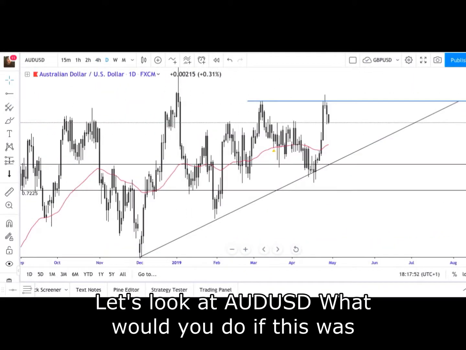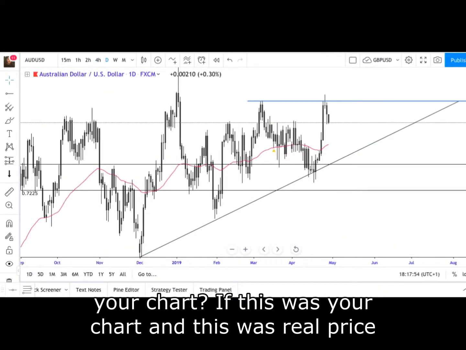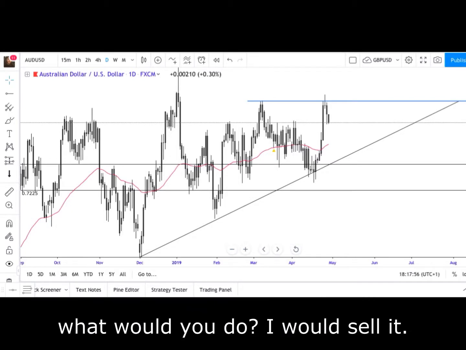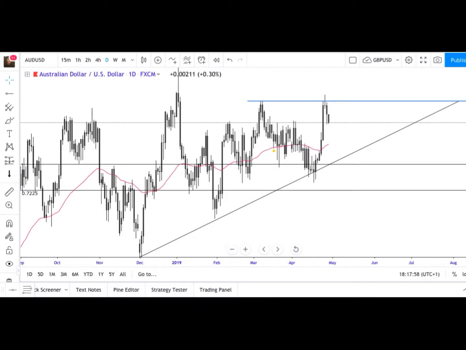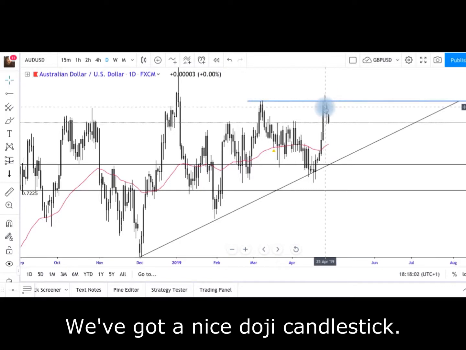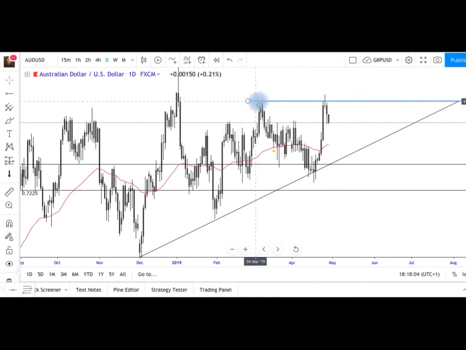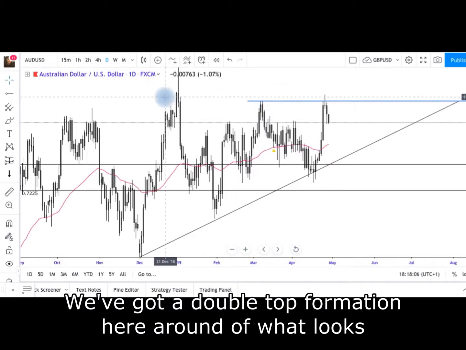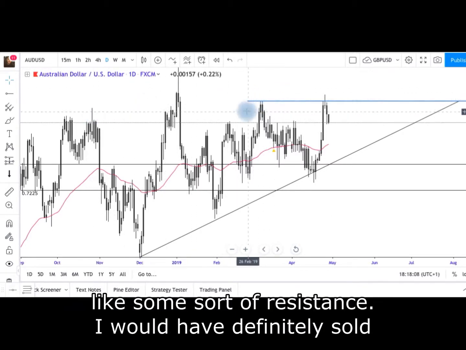And let's look at AUD USD. What would you do if this was your chart? If this was your chart and this was real price, what would you do? I would sell it. I would have sold it here. We've got a nice doji candlestick. We've got a double top formation here around what looks like some sort of resistance. I would have definitely sold this.